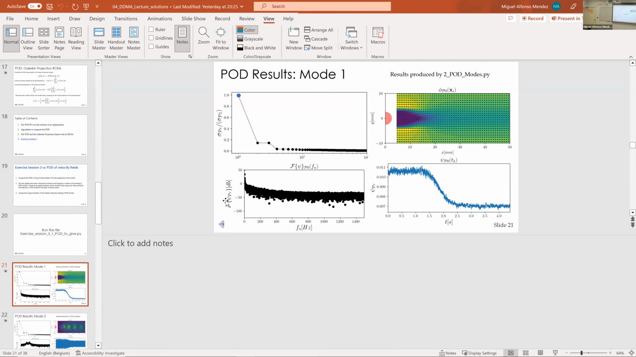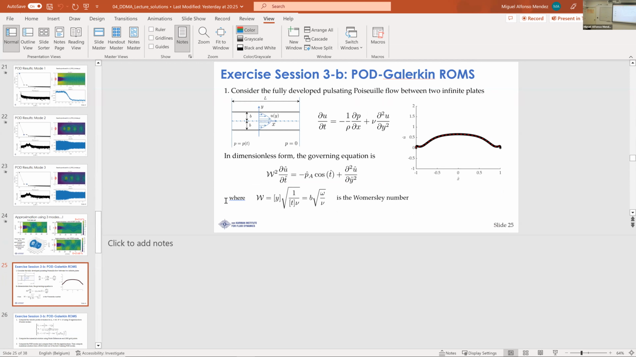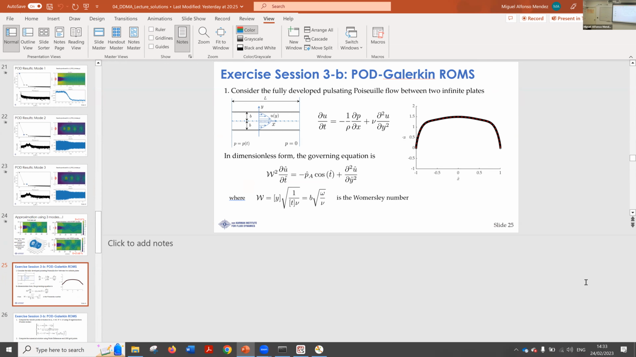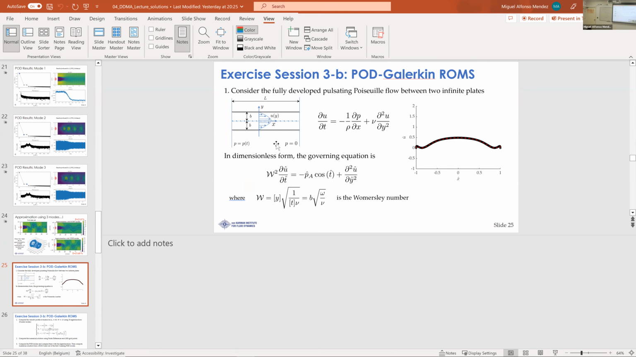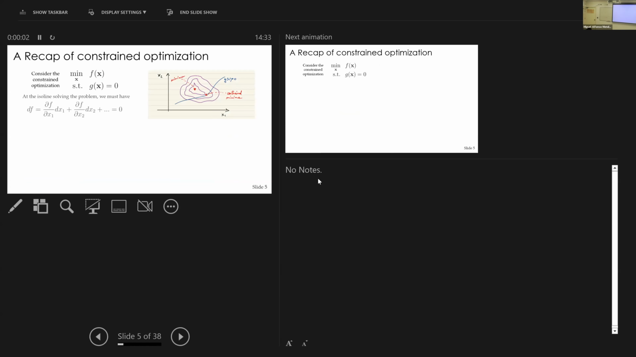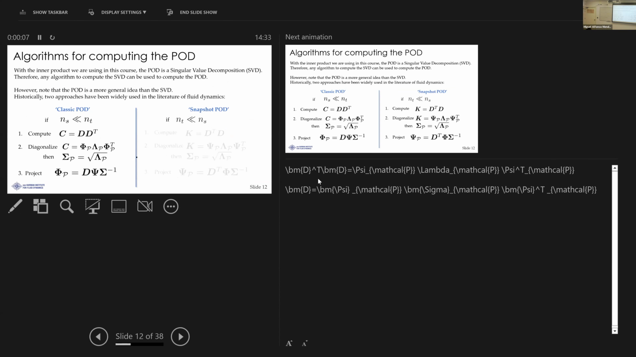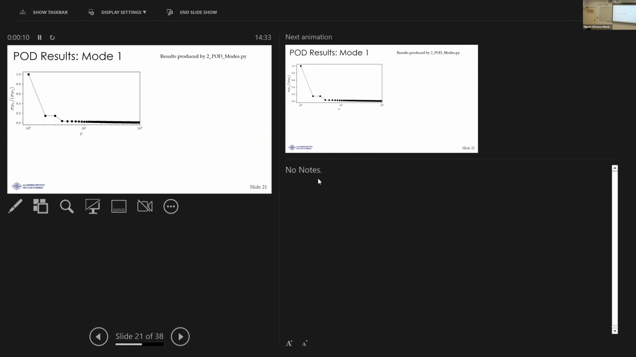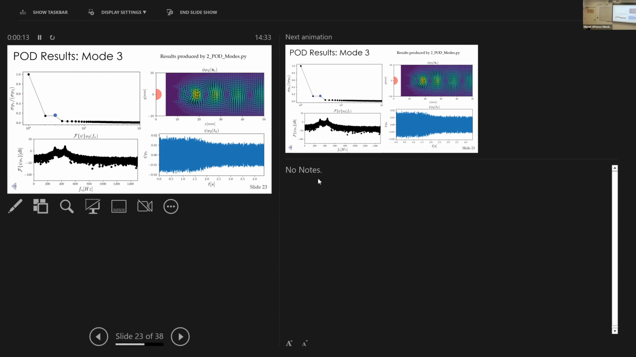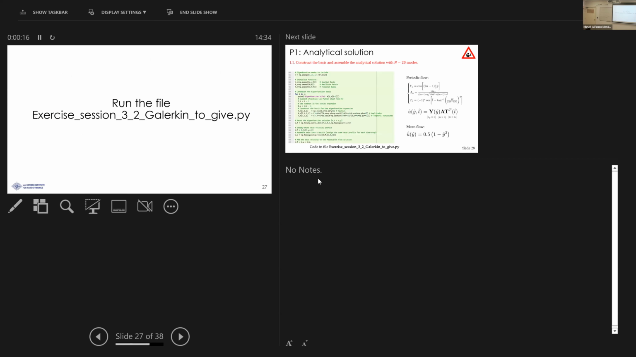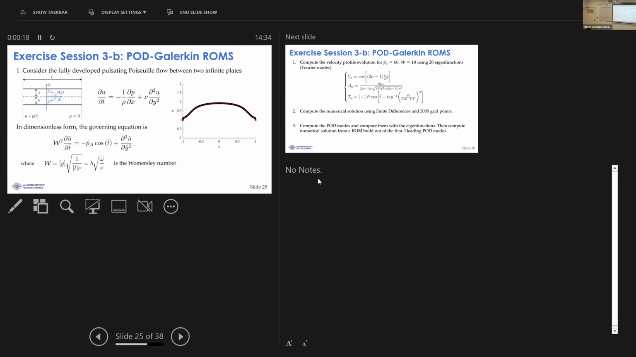So what do you see in this? I skip this and I go here. So what is the exercise? The exercise is the following. We have a pulsating Poisson flow, which has been already written in dimensionless form. Sorry, I think I messed up with the second screen. Okay, so we have a pulsating Poisson flow. We come back to this later, as I said. Yeah, we have a pulsating Poisson flow.